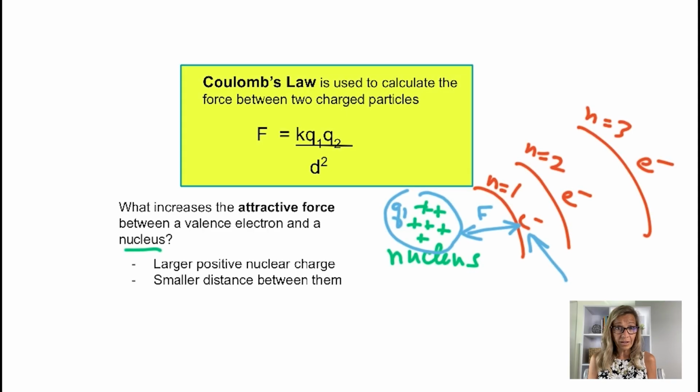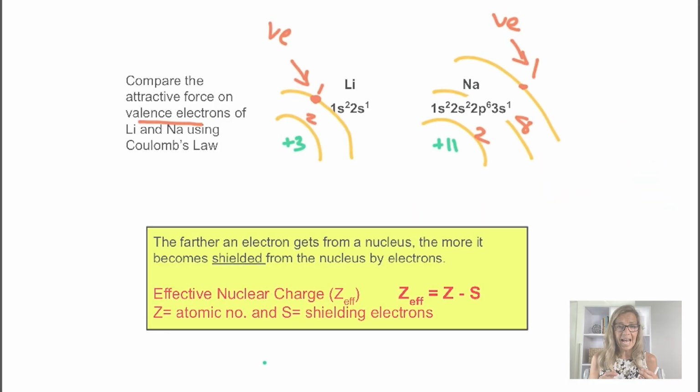The force on that electron and the force on that electron are very, very different. They actually shield that valence electron from that positive nucleus.